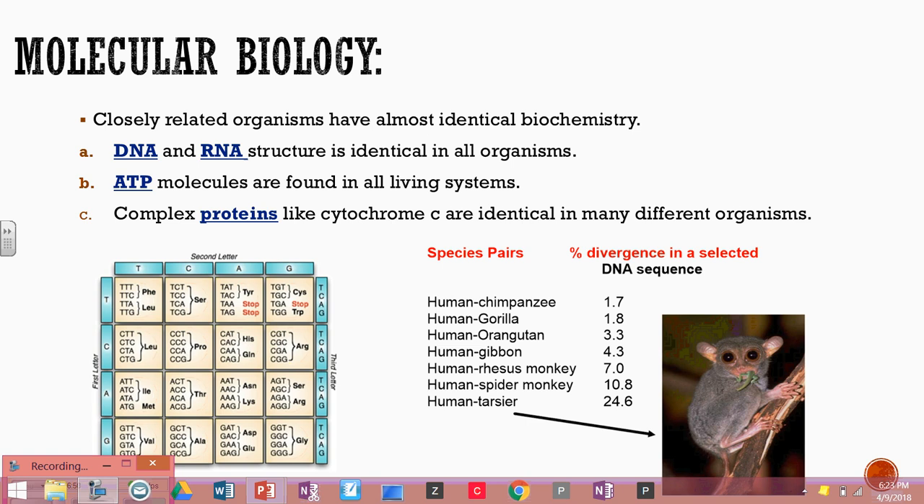So what this tells us is that when you think of the tree of life or the tree of living things, humans and chimpanzees share a more recent common ancestor than humans and spider monkeys, or than humans and the tarsier monkey. Humans and chimpanzees share the most recent common ancestor compared to all of the other types of monkeys.